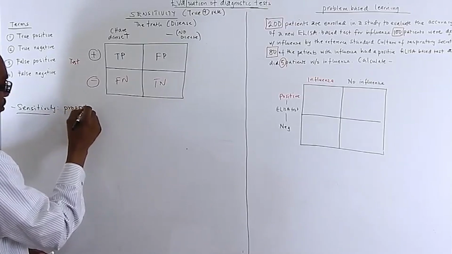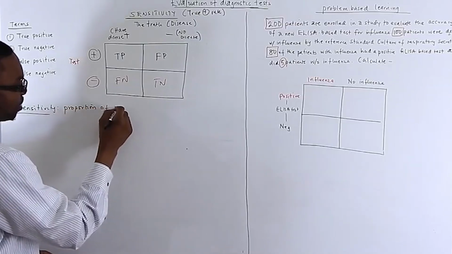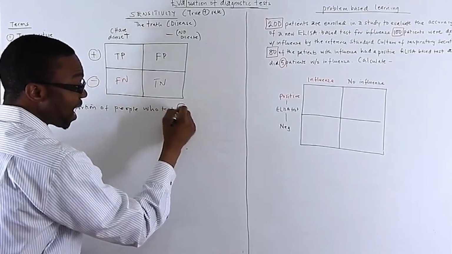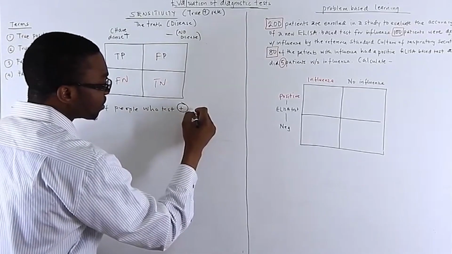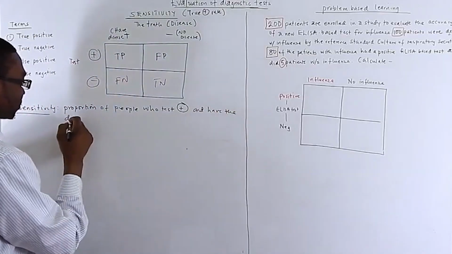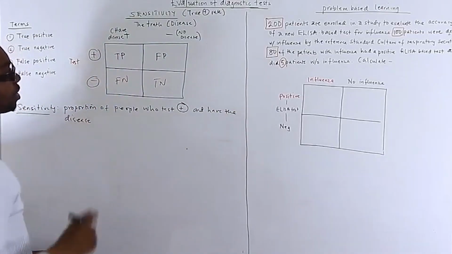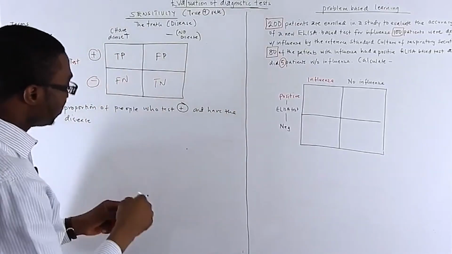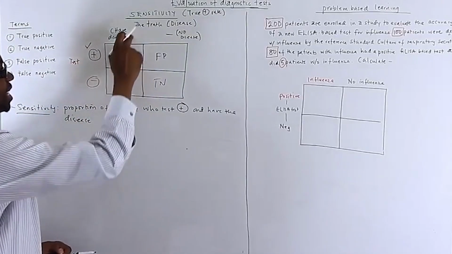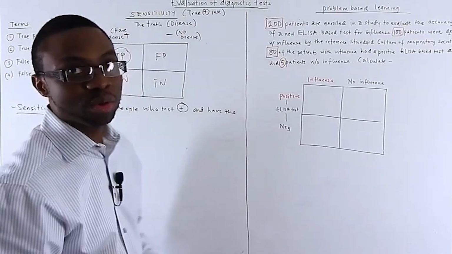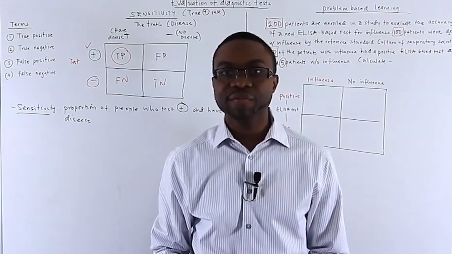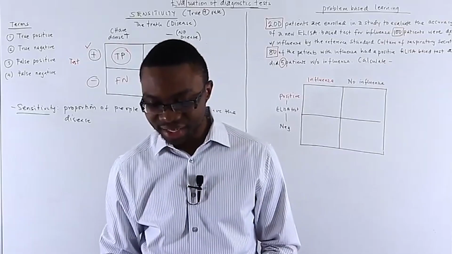Proportion of people who test positive and have the disease. So let's look at our 2x2 table. We said if I order a test and it's positive and the patient has the disease, that is a true positive test. That is what we are looking for in sensitivity.